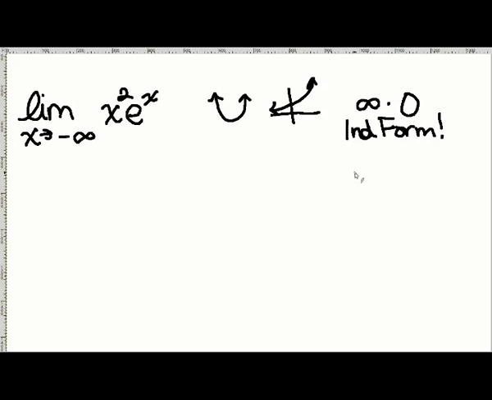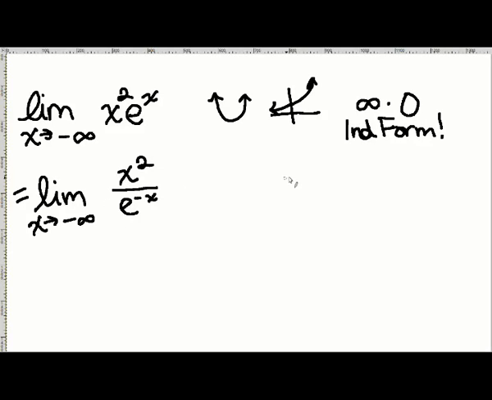What do we do with a 0 times infinity indeterminate form? Well, we use an algebraic property of multiplication and division to rewrite the expression that we're taking the limit of. So I'll leave the x squared in the numerator, and I'll rewrite so that the e to the x is in the denominator. So when I move it to the denominator, that exponent becomes a minus x.